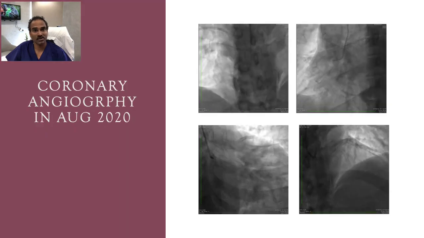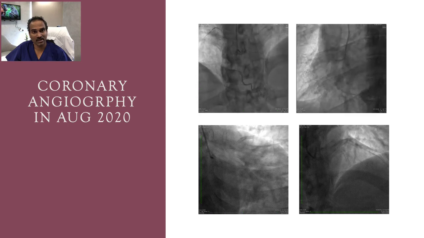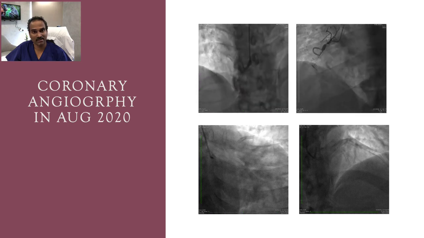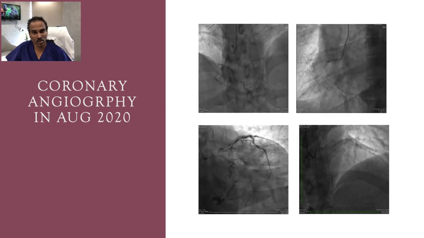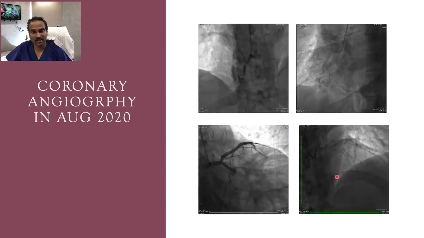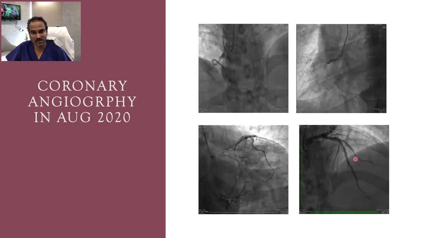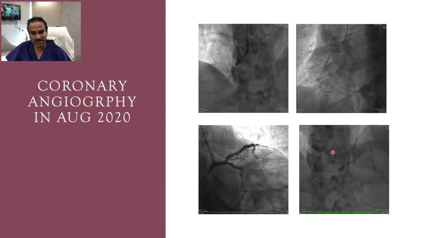So these are the angiogram pictures during primary PCI. RCA is totally occluded, which we can witness here, and left circumflex is totally blocked. It's a stent thrombosis, and left anterior descending artery is also tightly stenosed. It's almost a 70 to 80% lesion.